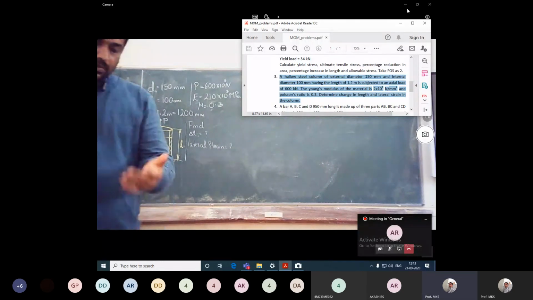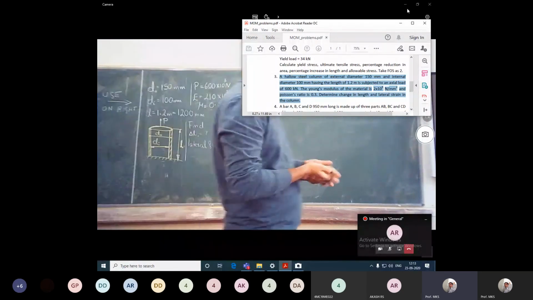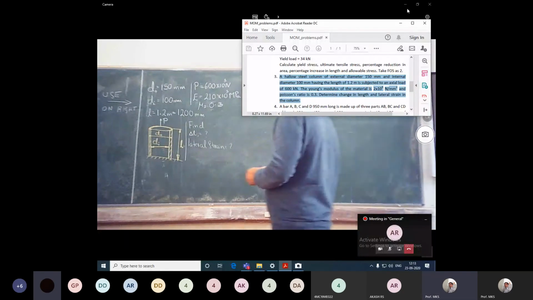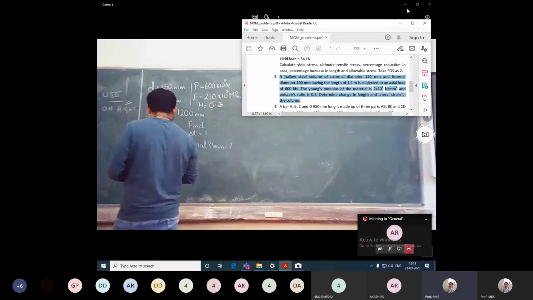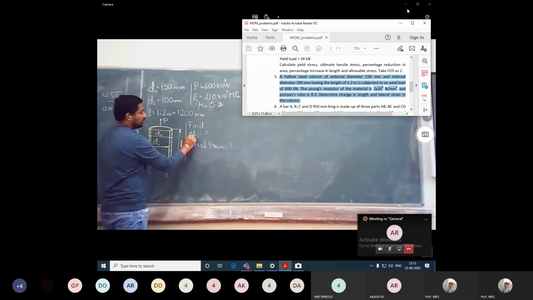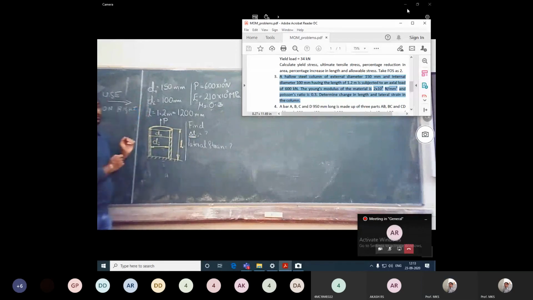So what is the change from the first problem? If you want to find out the lateral strain, what is the expression? You know the definition of Poisson's ratio. Poisson's ratio is defined as lateral strain to linear or longitudinal strain, both are same. So what is delta L? Is it linear or lateral strain? Linear.